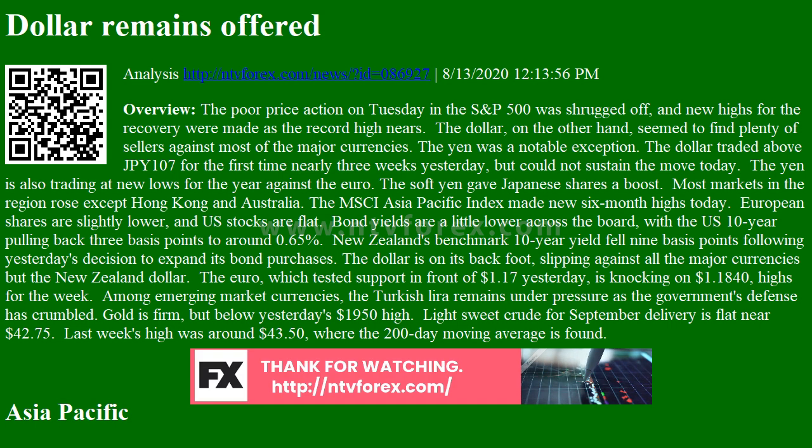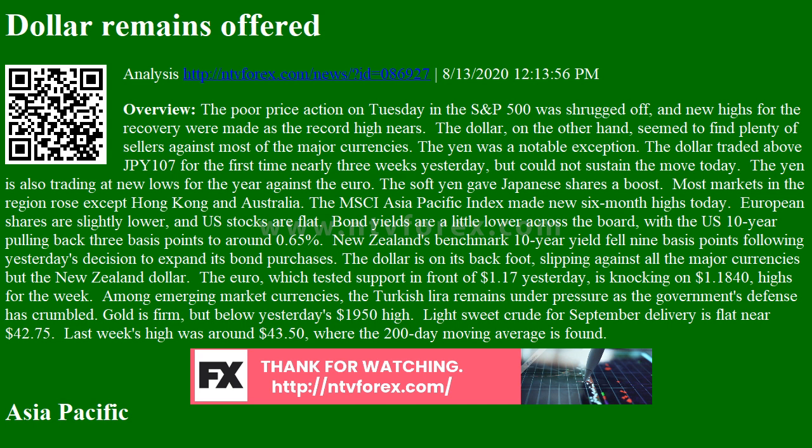The dollar traded above 107 Japanese yen for the first time in nearly 3 weeks yesterday, but could not sustain the move today. The yen is also trading at new lows for the year against the euro. The soft yen gave Japanese shares a boost. Most markets in the region rose except Hong Kong and Australia. The MSCI Asia Pacific Index made new 6-month highs today. European shares are slightly lower, and US stocks are flat.